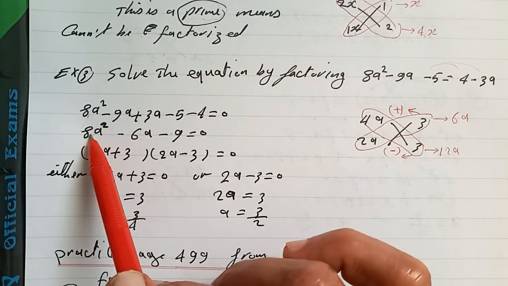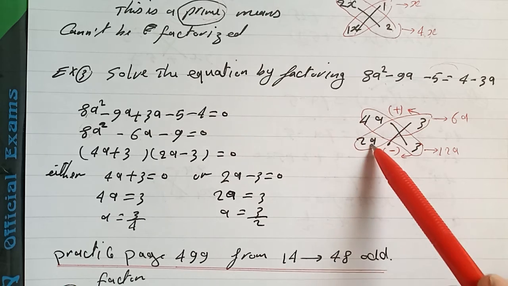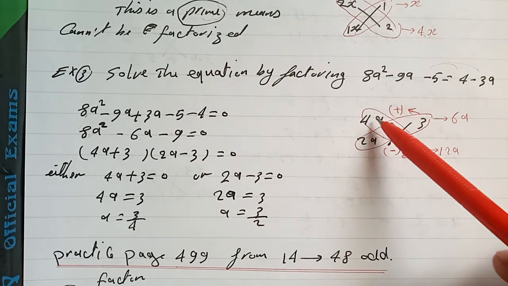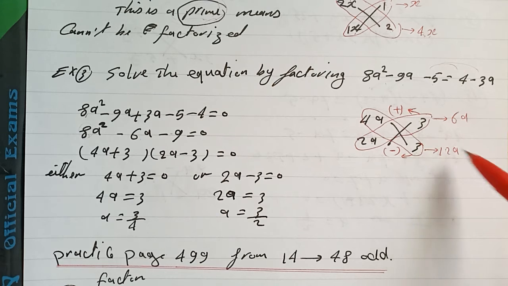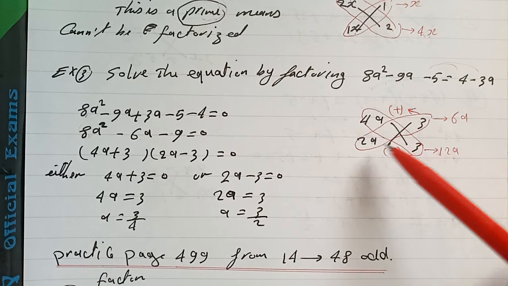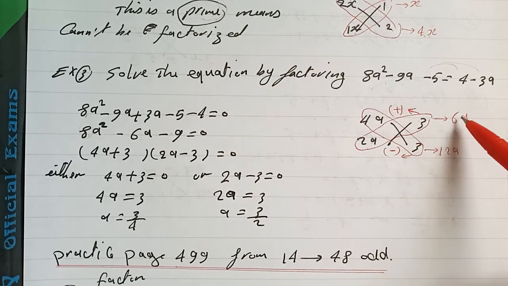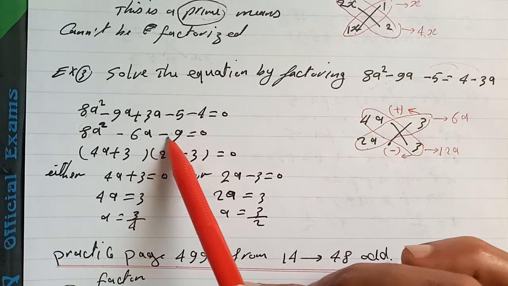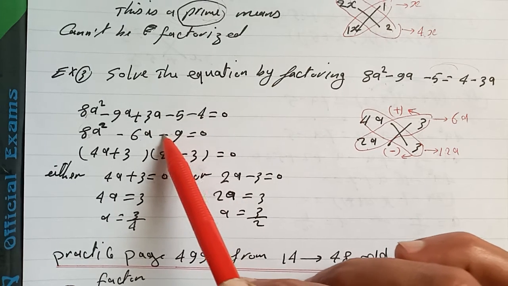The 8a squared can be factorized to be 4a times 2a. The 9 can be 3 times 3. Let's try. Multiply 4a times 3 equals 12a. Multiply 2a times 3 equals 6a. The 6a and the 12a, we take the difference between them. Why difference? Because this is minus.